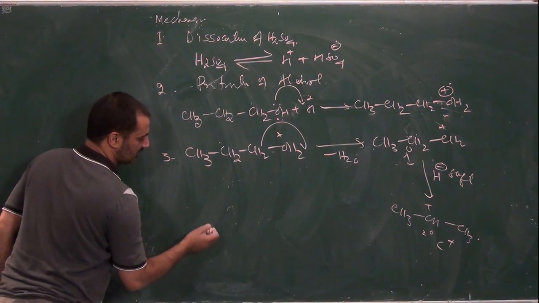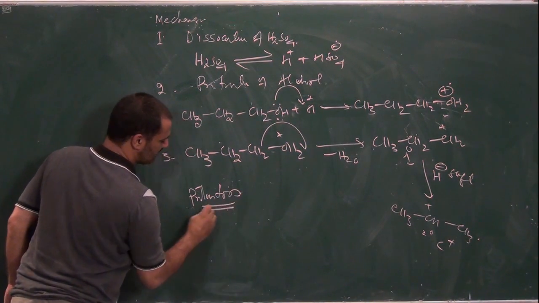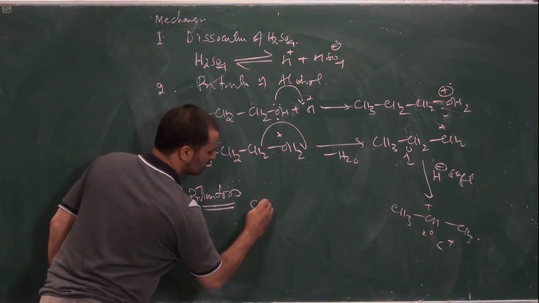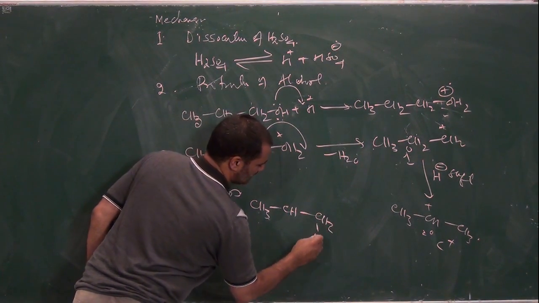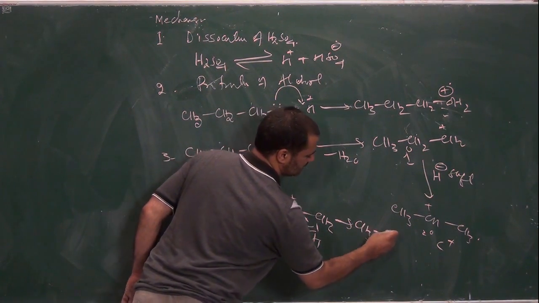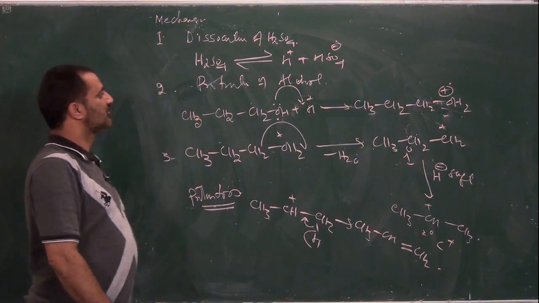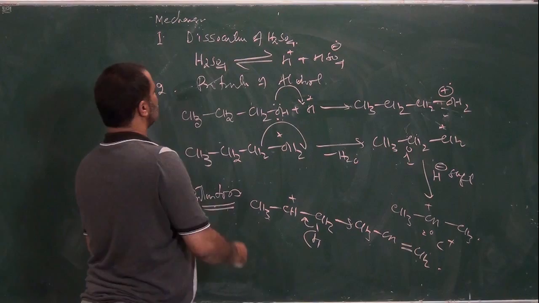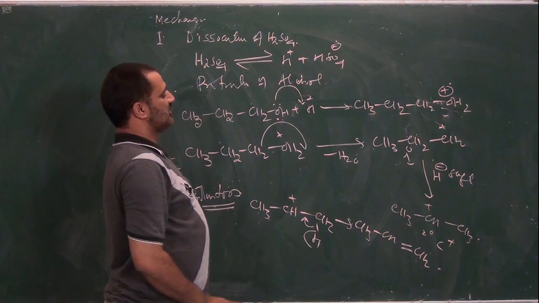And the last step is the proton loss. This is the primary and characteristic reaction of this carbocation. By losing a proton, it gets converted into CH3CH=CH2. So this is the alkene. By this reaction, alkenes are formed. So this is intramolecular dehydration, that is, dehydration within the same molecule.